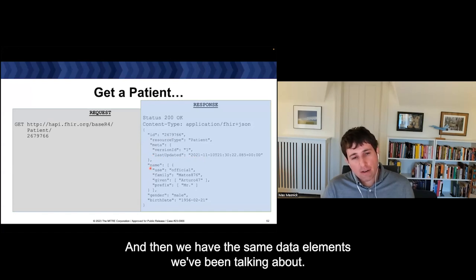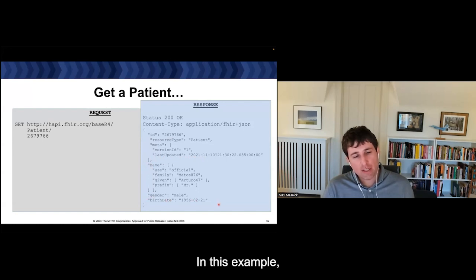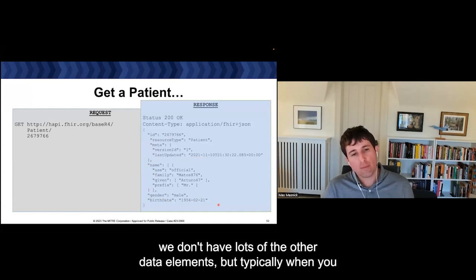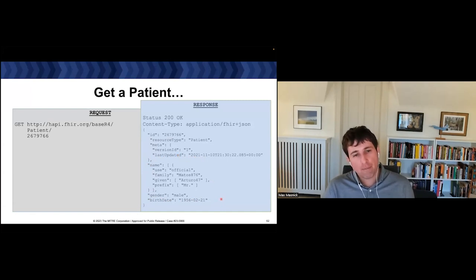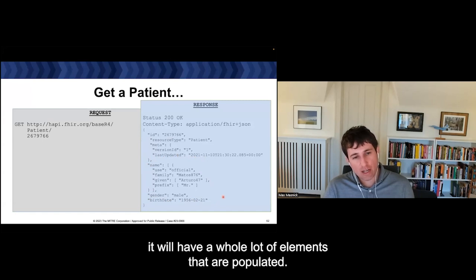And then we have the same data elements we've been talking about. So we have name, we have gender, we have birth date. In this example, we don't have lots of the other data elements, but typically when you get a FHIR instance from a FHIR server, it will have a whole lot of elements that are populated.